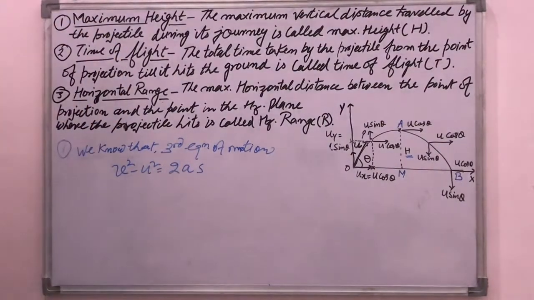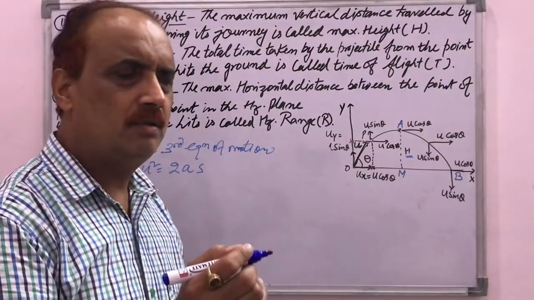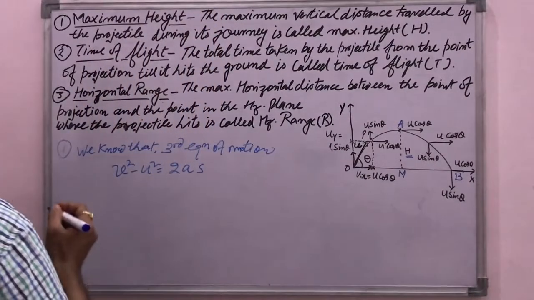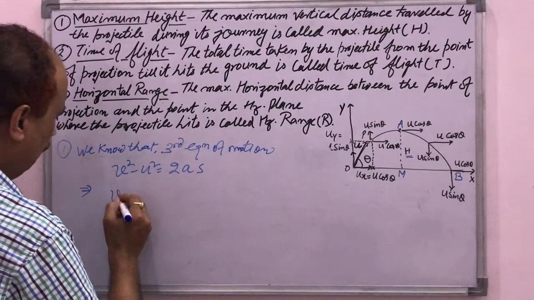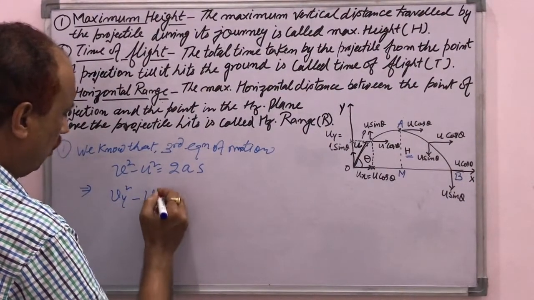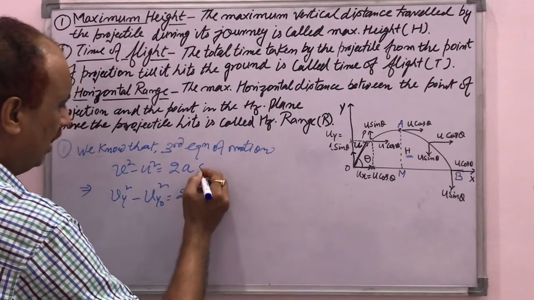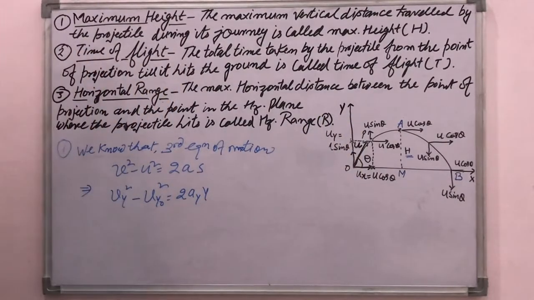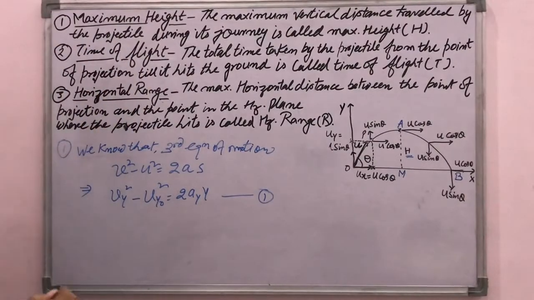This is the equation. Now we have to convert the equation in terms of the vertical motion. When we convert it to vertical motion, the equation can be written as vy square minus vy naught square equal to 2ay. S means y, it's a vertical distance. So this is the first equation for the vertical motion.